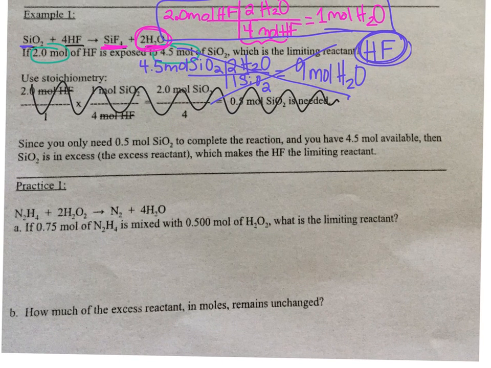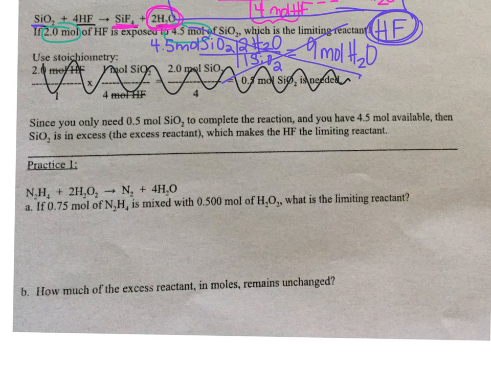Okay, so let's look at this problem. It says if we have 0.75 moles of dinitrogen tetrahydride mixed with 0.5 moles of hydrogen peroxide, what is the limiting reactant? So, which product do we want to pick this time? Nitrogen. Let's do H2O. Nitrogen.